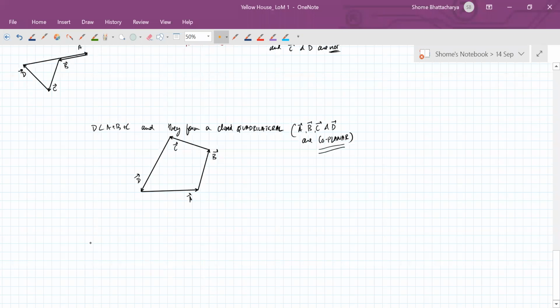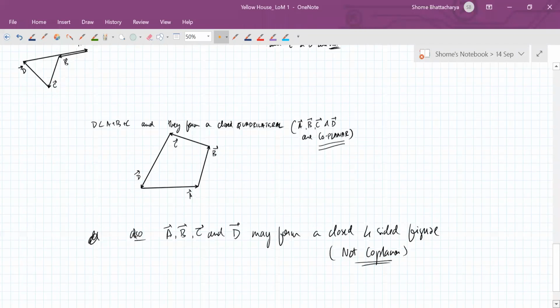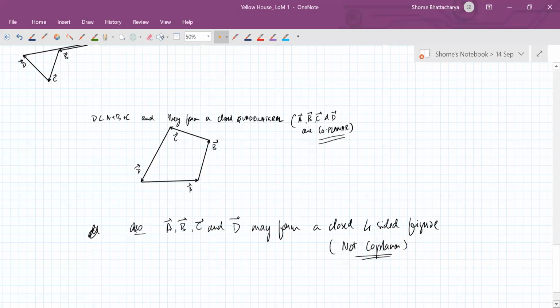Okay. Also, A, B, C, and D may form a closed four-sided figure, but not coplanar. ऐसा भी हो सकता है. So they could form a shape like this.